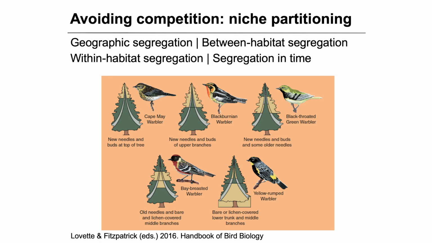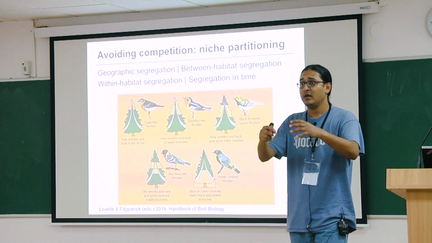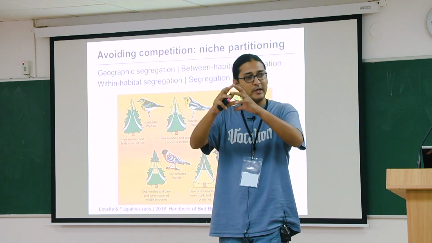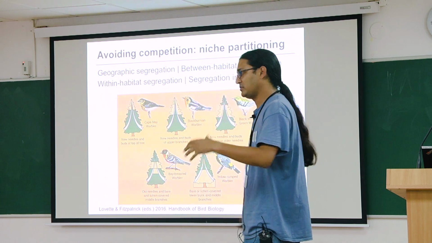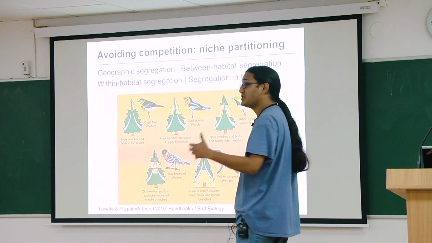But it also features some older needles of the pine tree. So within the pine tree, you have five species of warblers, but they're all segregating within the habitat to avoid competition with each other. And there's segregation in time.